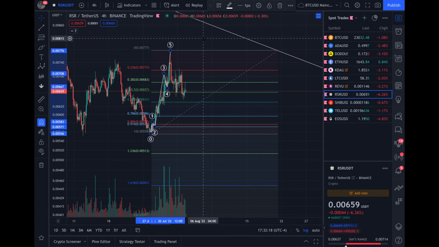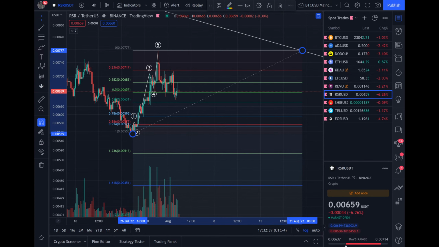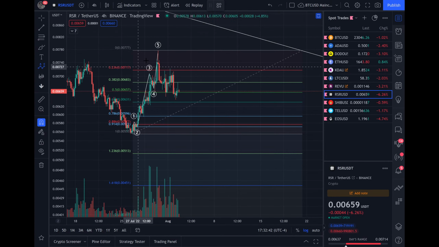Wave 3 is the longest. It doesn't have to be, but typically is. Wave 2 and wave 4 retrace fine. They don't come into each other's territory, so it's a good count. And then following that, you have a 3-wave move here, which goes something like this.